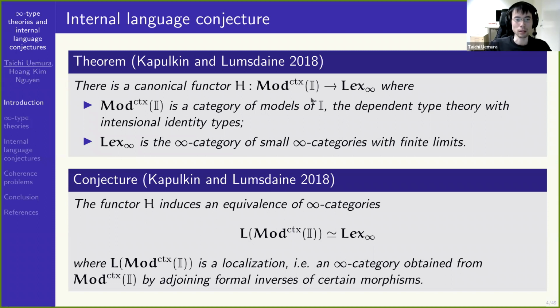So first of all, they constructed such a functor, and then conjectured that this functor induces an equivalence between infinity categories. The right-hand side is the infinity category of finitely complete infinity categories. The left-hand side is a localization of the 1-category. That is an infinity category obtained from these models of I by formally adjoining inverses of certain morphisms.